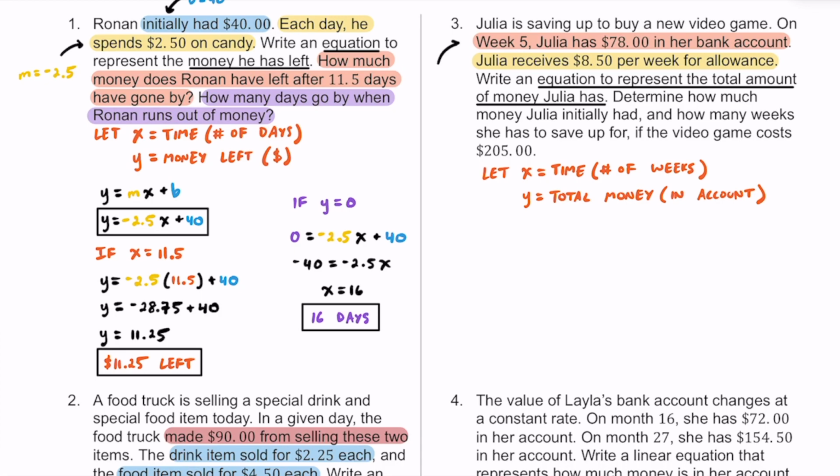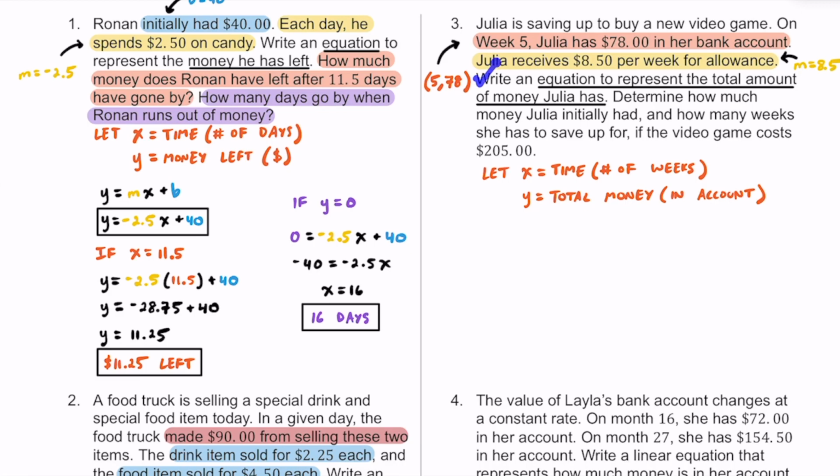When we're told that in week 5, Julia has $78, that's actually a point that we can write down. So in week 5, time is x, so it's going to be 5 comma, then she's going to have $78, which is y. That represents how much money she has, and that's going to be a point on our graph or in our equation. Another important thing to notice is that we're also told how much she is making per week. That's actually going to be the slope. She's making more money per week, so we know that m, the slope, is going to be a positive 8.5. So she's making $8.50 every week.